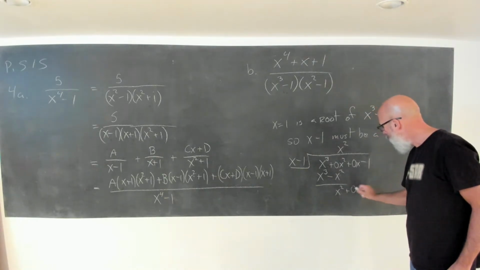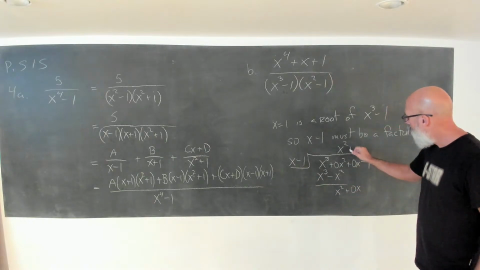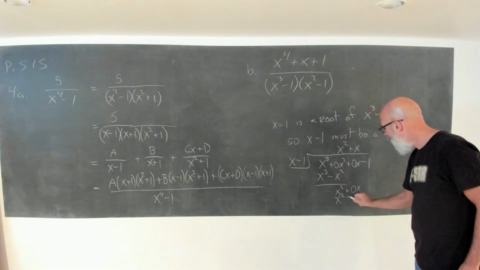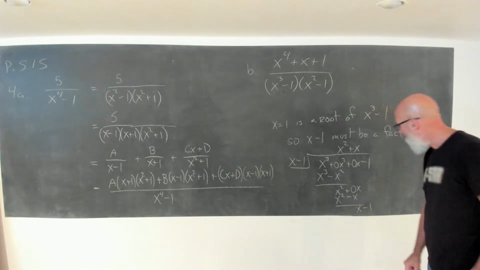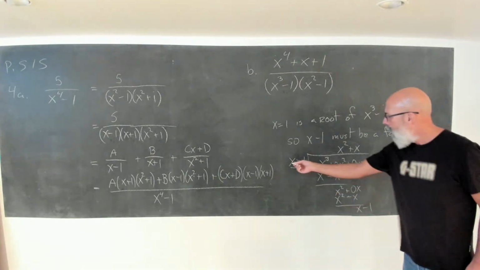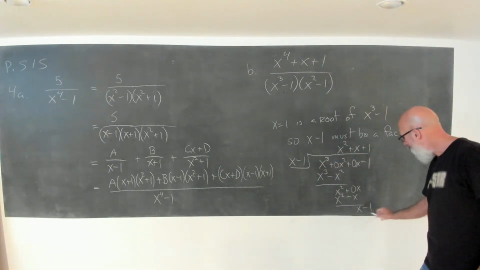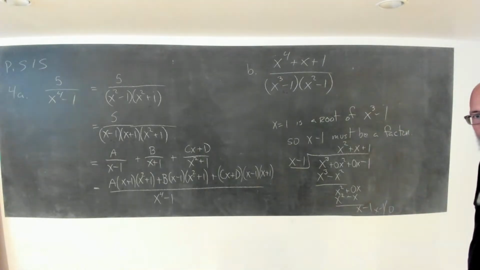Bring down the next term and repeat. What must I multiply to x to get an x squared? The answer is x. Subtract, getting an x, bring down the last term and repeat. What must I multiply to x to get an x? The answer is 1. You get an x minus 1, leaving you with a remainder of 0.